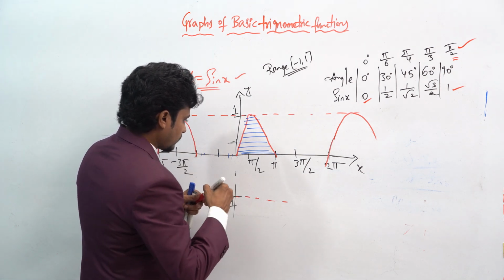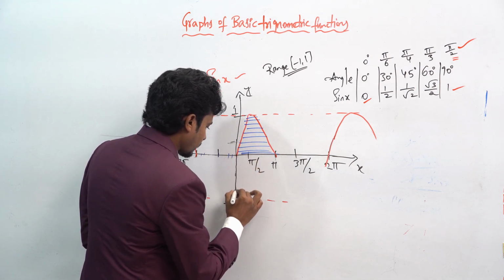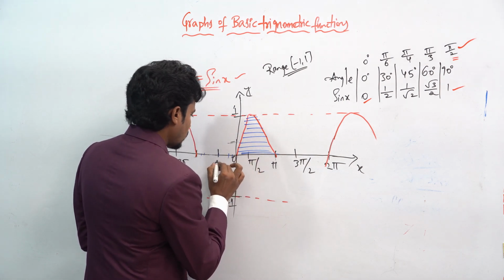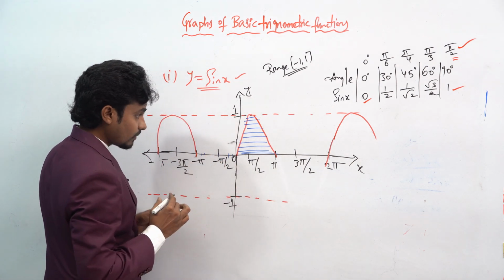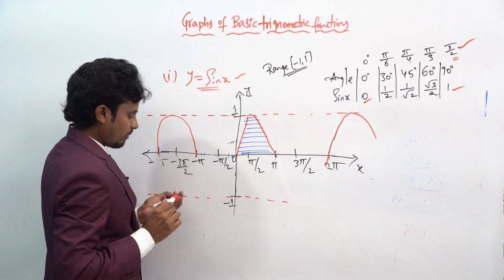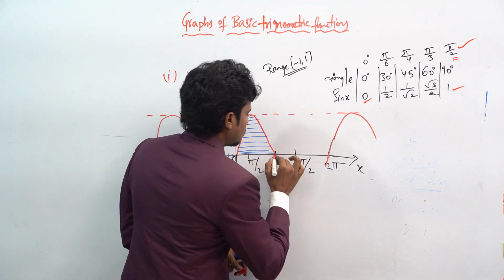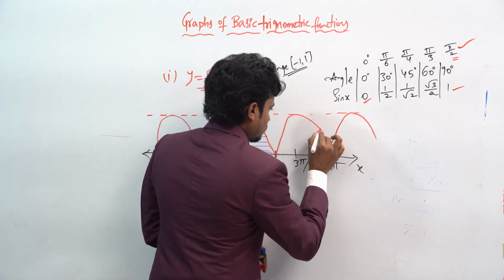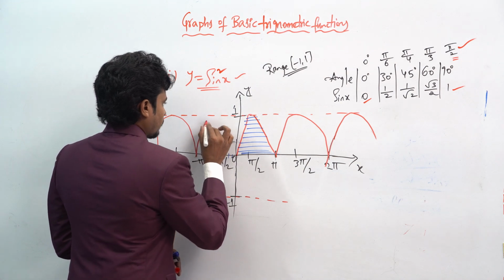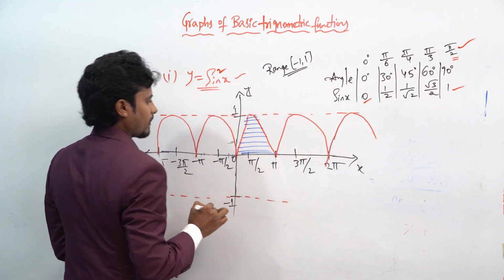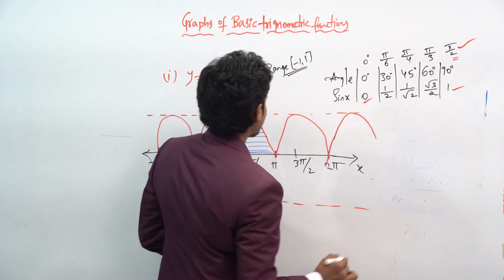So here this will be the 0, and this will be the minus pi by 2, and this will be the minus pi, and here the plot will be like this for sin square x. The plot will be like this. Okay, this was the plot for the sin square x.